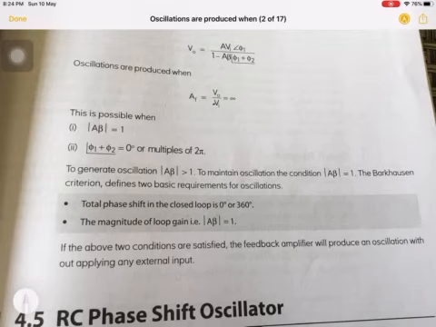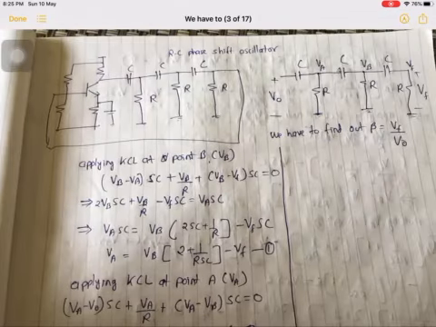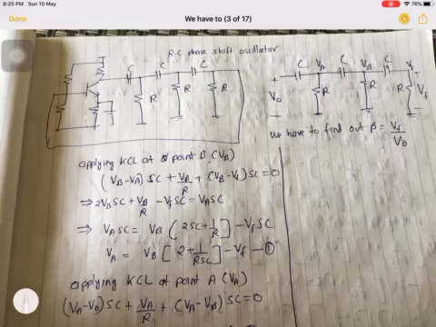It is important for any oscillator to behave like oscillation. These criteria have to be satisfied. Now based on this, different types of oscillators are defined. The number one is RC phase shift oscillator. Now let me show you the RC phase shift oscillator. This is the circuit of RC phase shift oscillator.